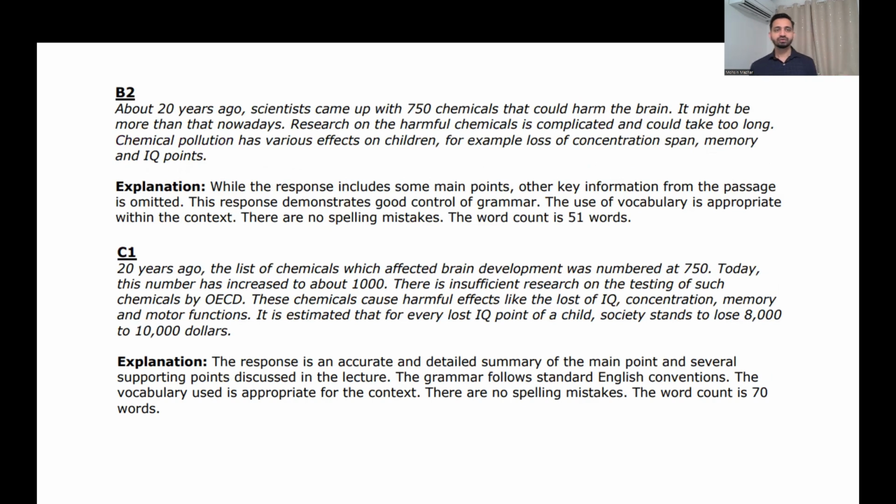In terms of B2, about 20 years ago, scientists came up with 750 chemicals that could harm the brain. It might be more than that nowadays. Research on the harmful chemical is complicated and could take too long. Chemical pollution has various effects on children, for example, loss of concentration span, memory, and IQ points.